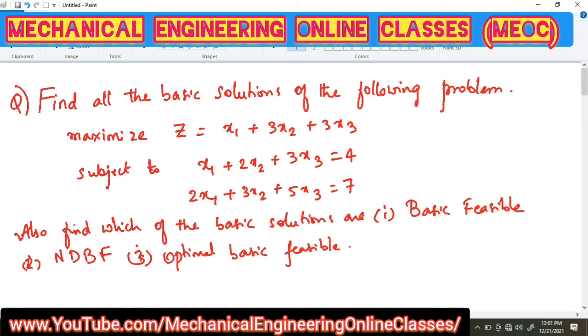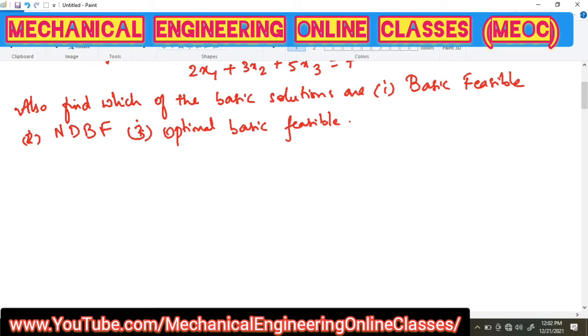With the knowledge gained, let us see if we can address this question. Find all the basic solutions of the following problem. Maximize z equals x1 plus 3x2 plus 3x3 subject to x1 plus 2x2 plus 3x3 equals 4, and 2x1 plus 3x2 plus 5x3 equals 7. We should also find which basic solutions are basic feasible, which come under non-degenerate basic feasible, and which basic solution is an optimum basic feasible solution. Let us start with answering this.